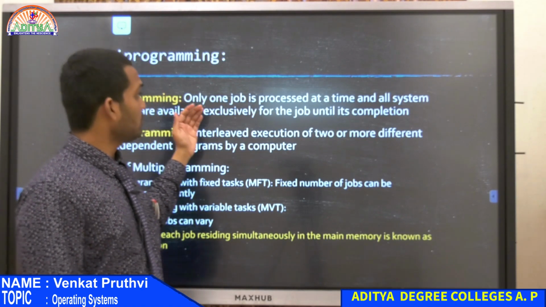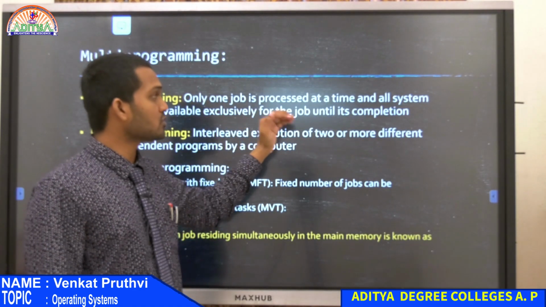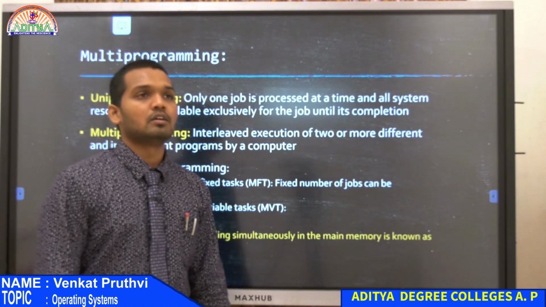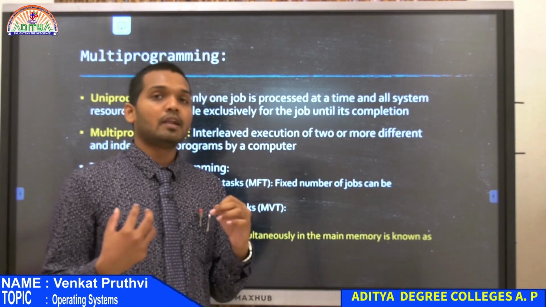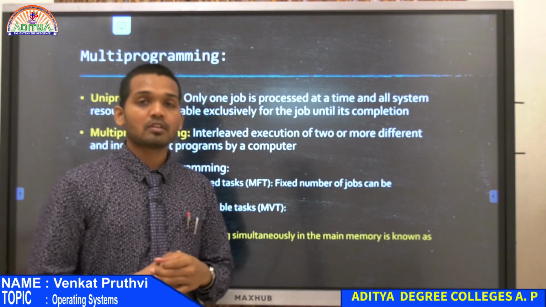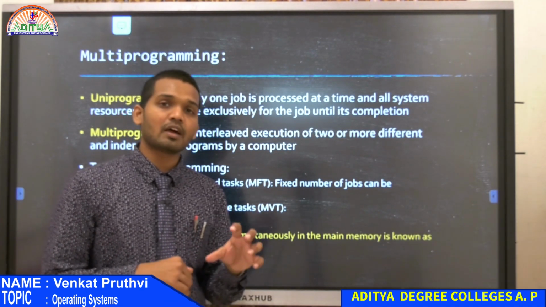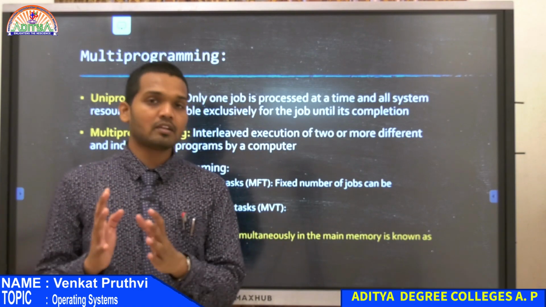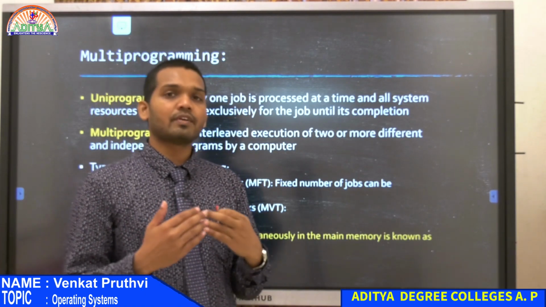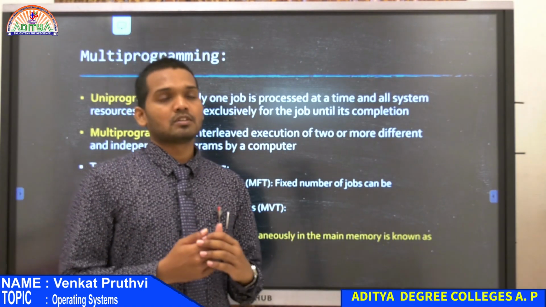We will see what uniprogramming is. Uniprogramming means only one job is processed at a time, and all the resources are available exclusively for the job until its completion. In the last class I was telling you about the different applications that we open and, based on the applications and their requirements, how much time each takes. We were talking about the idle time of a CPU and the disadvantages of having the CPU idle for a long time, or even for a few seconds after each task, which would cost us too much.